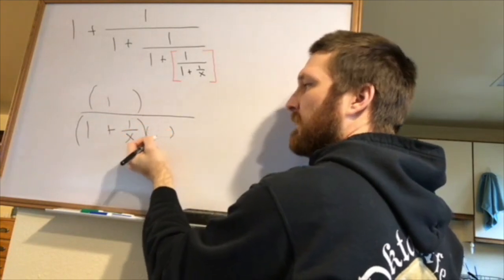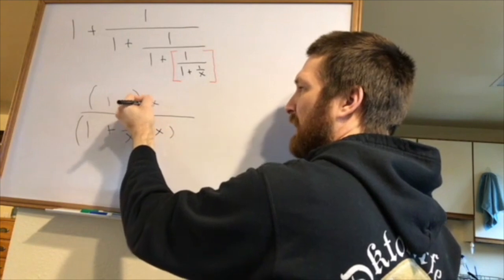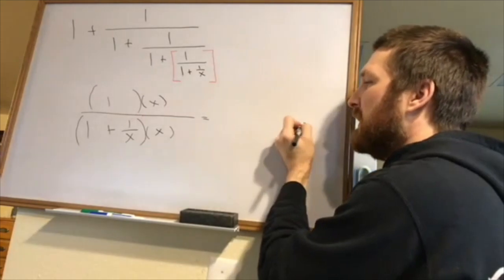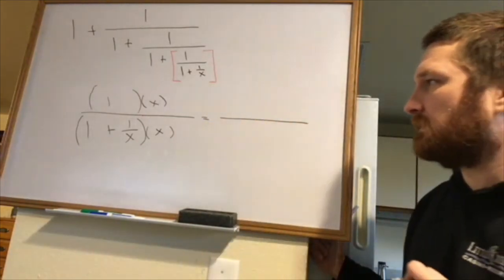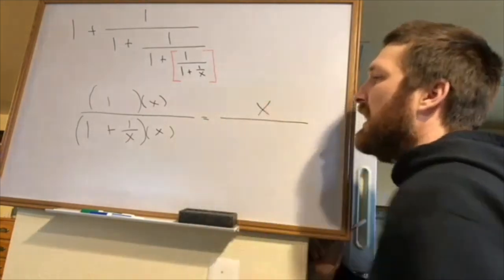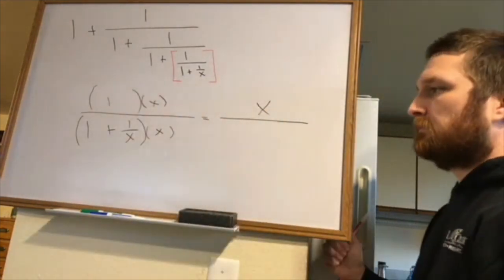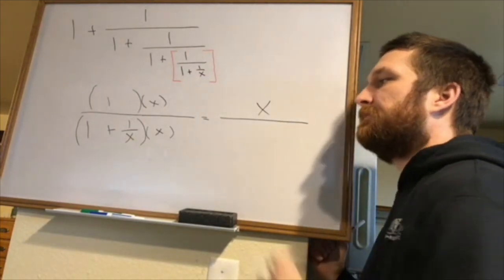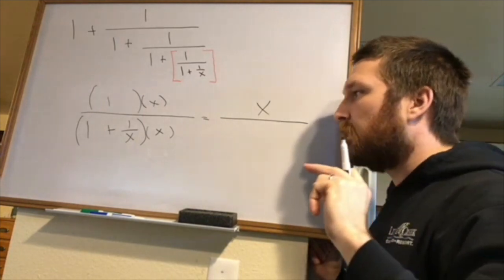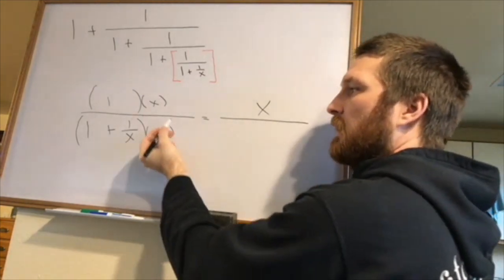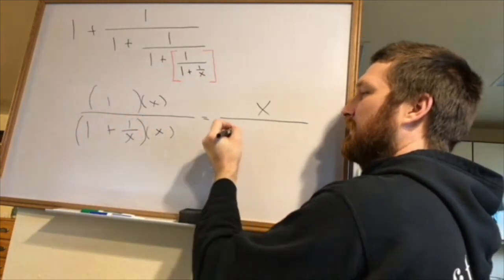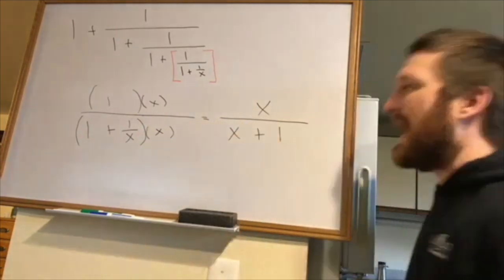Multiply it by x. Whatever I do to the bottom, I've got to do the top. And so now the numerator becomes what? Just x. Yep. And what is the denominator now? 1 plus 1. Say again. 1 plus 1. Wait. Oh, wait. X over x is just x. Right. X plus 1. X plus 1. Exactly. Perfect.